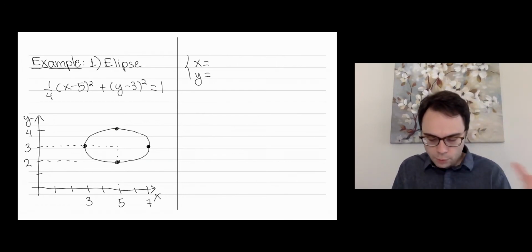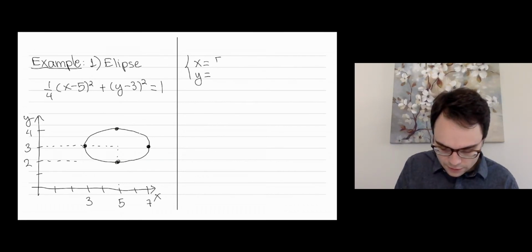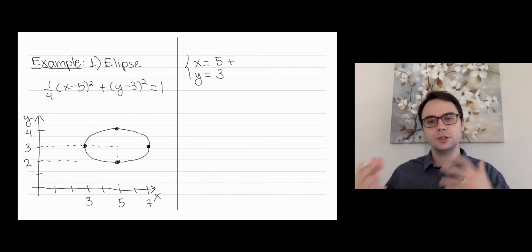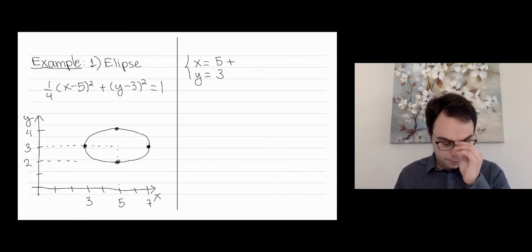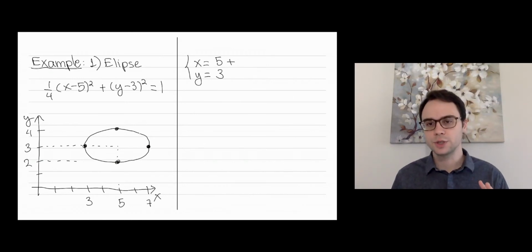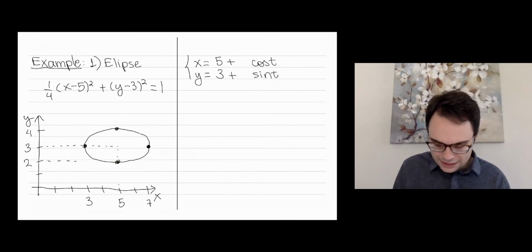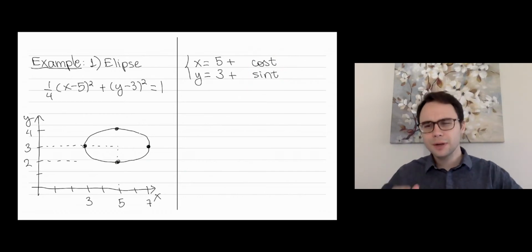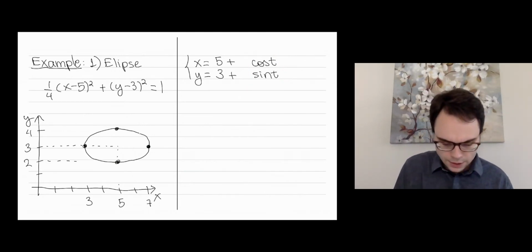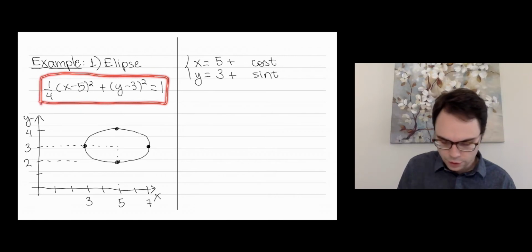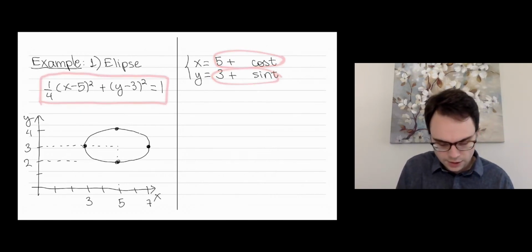I'm going to shift all points. So 5 is going to be our base point for x, and 3 is going to be our base point for y. Then to 5, I'm going to add not cosine t. So what I'm going to do is guess and check, right? I'm going to start with the parameterization of the circle. So I would have cosine and sine. I'm going to guess it's going to still have something to do with cosine and sine, but I'm going to modify it a little bit to make sure that the two functions I get over here for x and y, they still satisfy this equation.